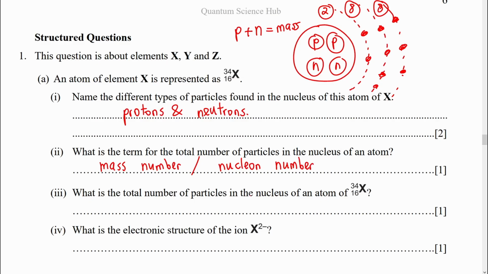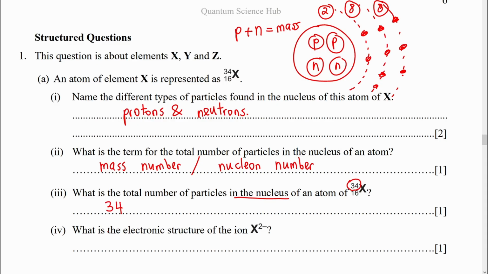Okay, next, what is the total number of particles in the nucleus of an atom of 34 16 X? So it is stated that in the nucleus is the total number of proton plus neutron, which is the mass, and the mass is in here, the bigger number or the upper side of this symbol, right? So it is 34.